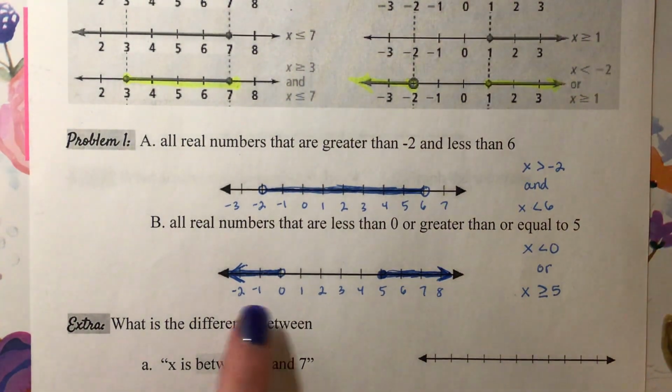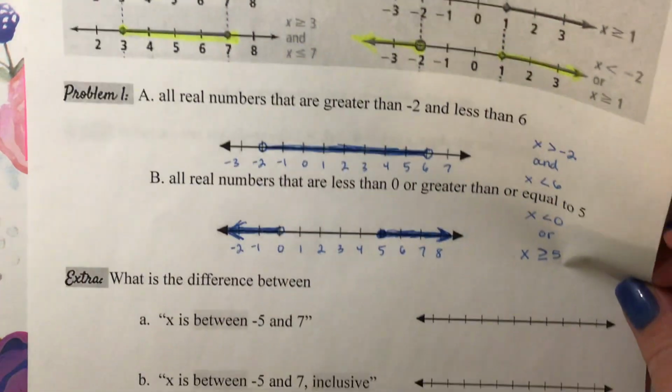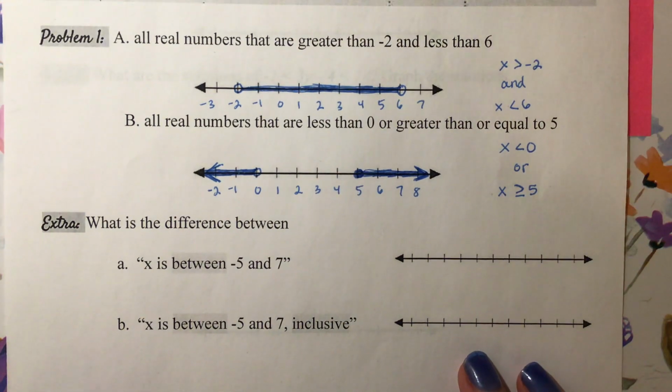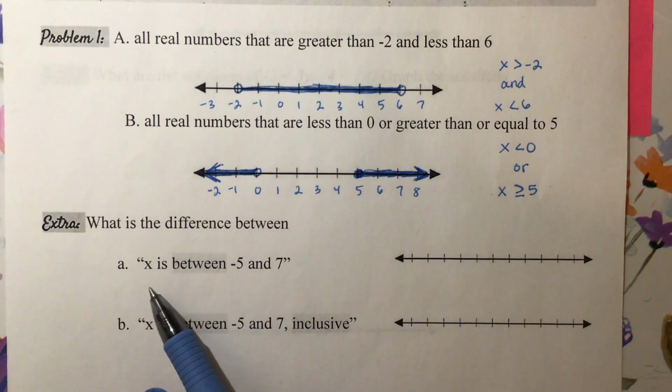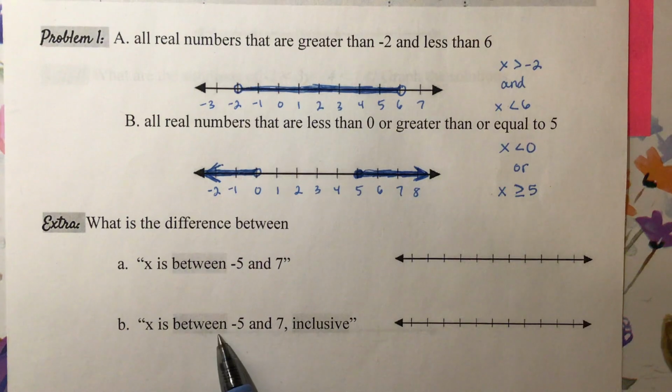So here we have the lines going in opposite directions. They're going away from each other. On the bottom part of this front page of notes, we have a little extra thing for you, and it is, what is the difference between x is between -5 and 7 versus x is between -5 and 7 inclusive? Inclusive. Okay, so first let's talk about what x is between -5 and 7 means.